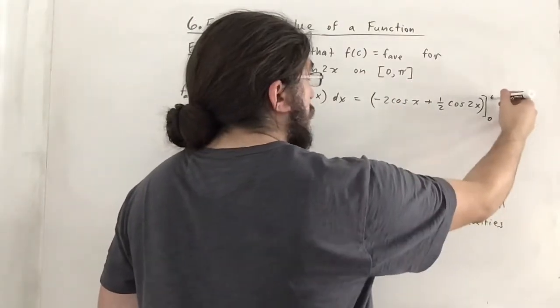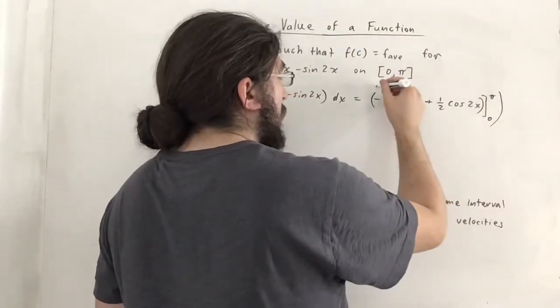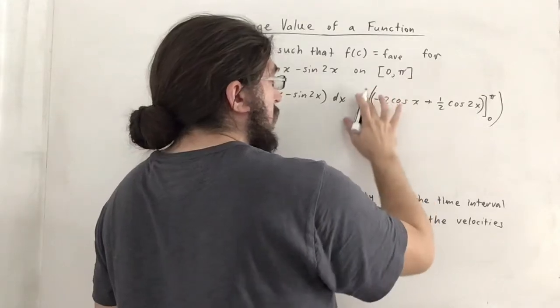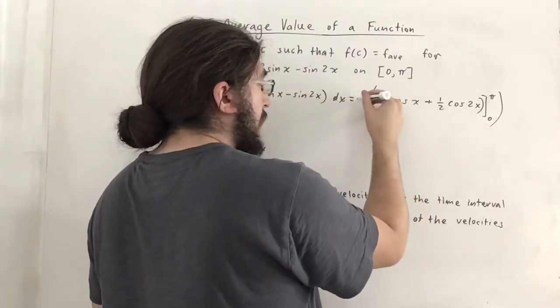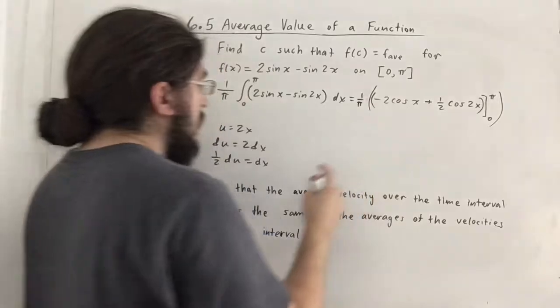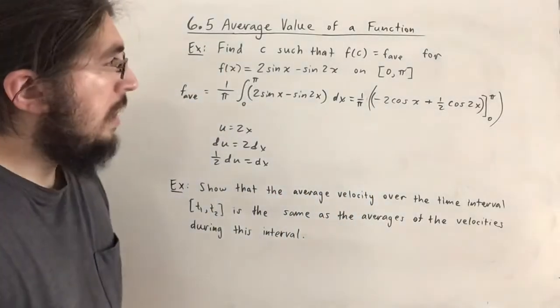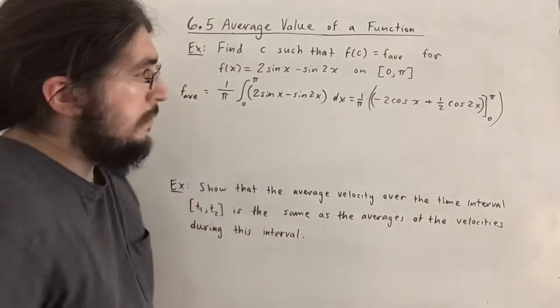So now we need to evaluate this between 0 and pi, which will be fine. But then not only that, we have to multiply this by 1 over pi still. So let me just kind of squeeze that part in, and we're off. Great. So now let's do this evaluation. It's going to be pretty quick, I think.